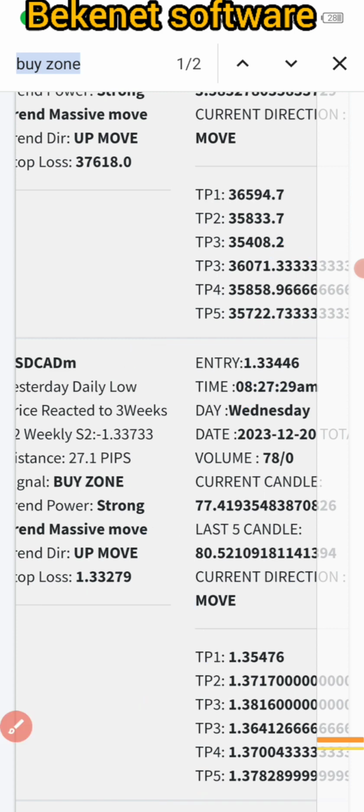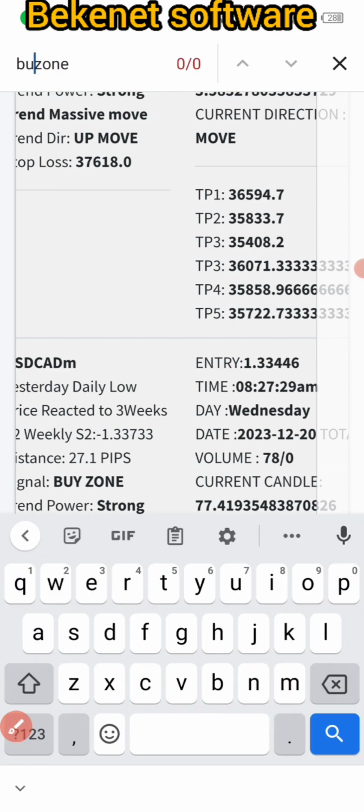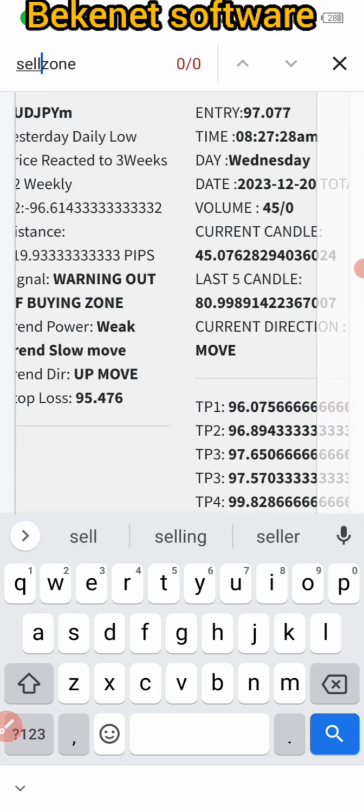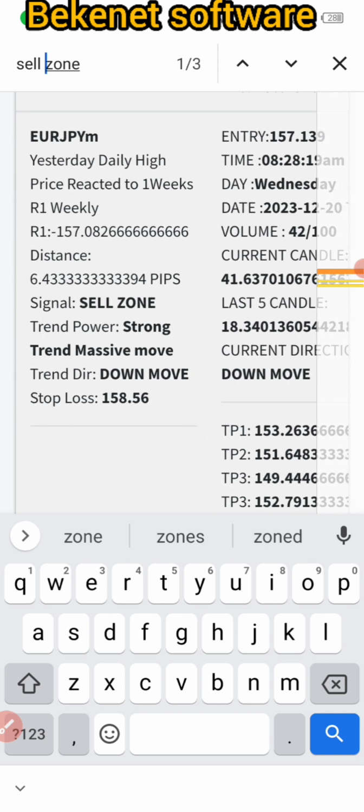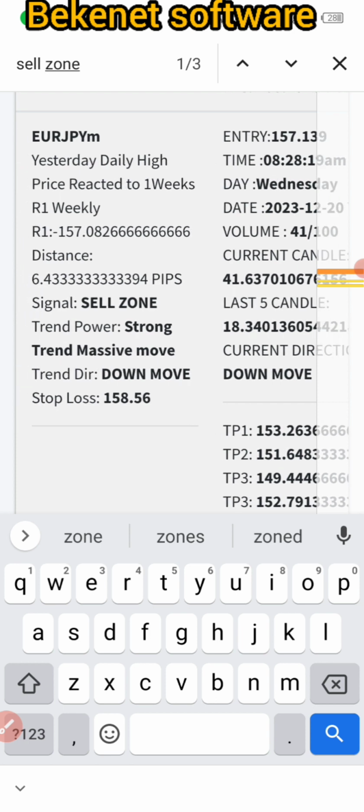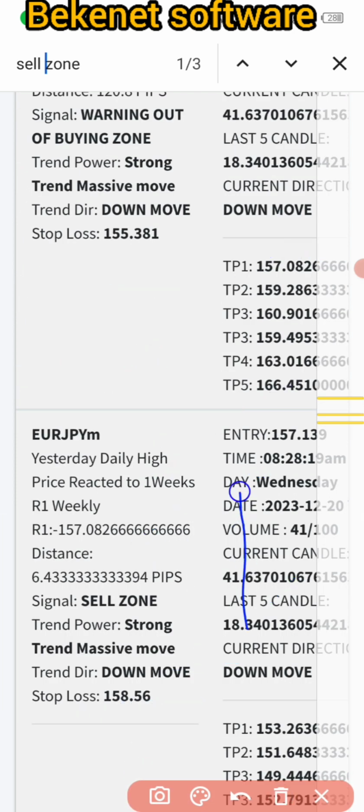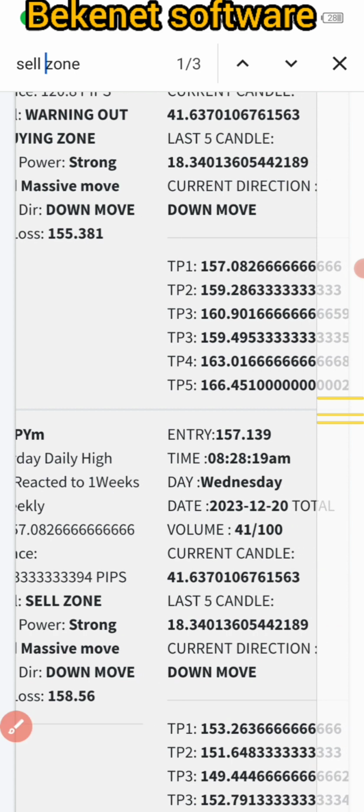You understand? Then a sell zone, let's go back again to a sell zone. Sell zone is very simple. All you need to look out for is this one. It's giving Euro JPY a sell zone. Down move. This is down move. Now look at the volume. It's racing down to 100. You see the sell has 100 at the back. Then this one is less than this. So it's racing down to complete this volume to be 100. So it's coming down now.